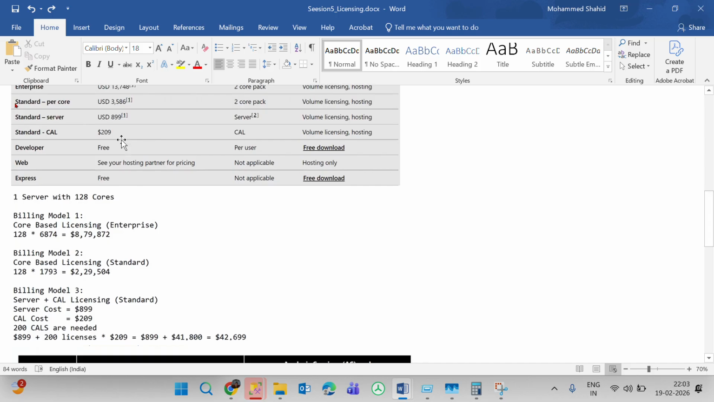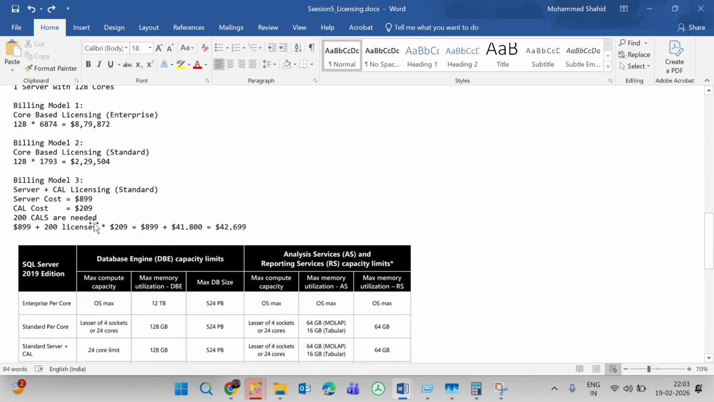Then what about the math? One standard server is $899. Then we multiply this $209 by 200 users, which comes to $41,800. Then we add $899 plus $41,800, and we get $42,699.